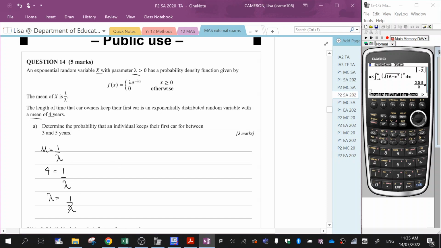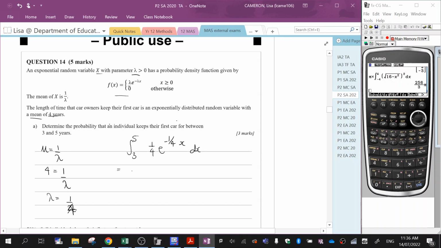Now, we can take this fact and substitute it in to our equation here. So, if I want to determine the probability that the individual keeps their first car for between 3 and 5 years, it's really asking me to integrate between 3 and 5 for our function of a quarter e to the power of negative a quarter x dx.